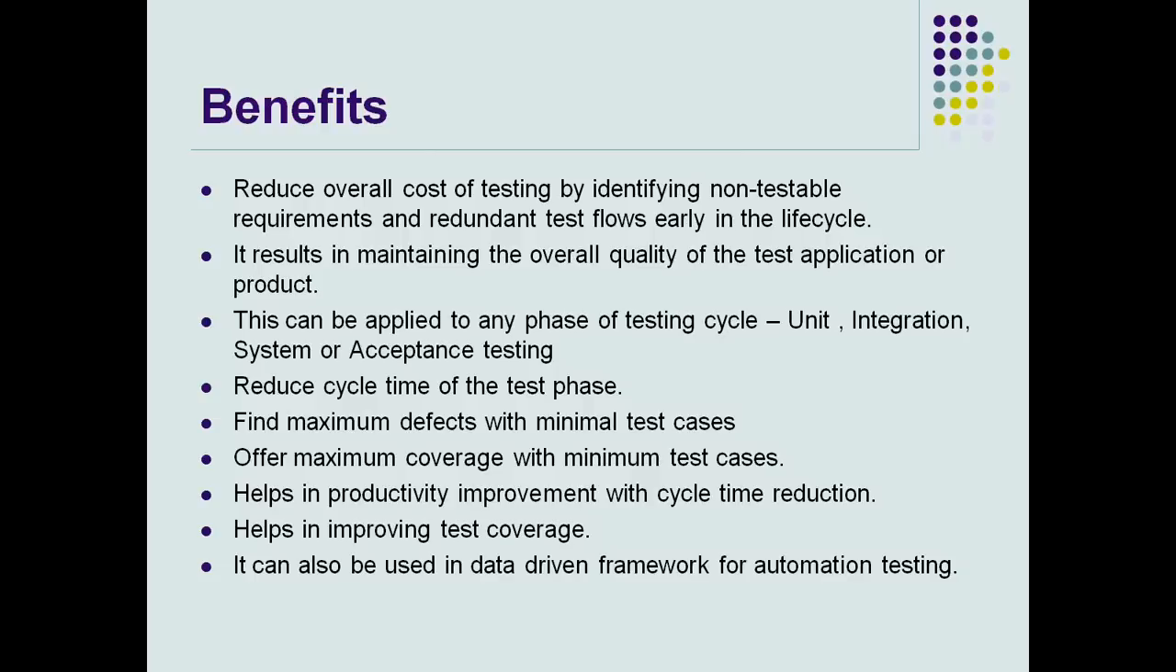It helps us in reducing the cost by identifying the non-testable requirements and the redundant test flows early in the cycle. This helps us to plan our testing efforts and also our testing activity. It also results in maintaining the overall quality of the application because with a minimum number of combinations you are able to test the application exhaustively. This can be applied to any phase of your testing, that is your unit, integration, system or acceptance testing. This also helps us in reducing the test cycle time of the test phase.